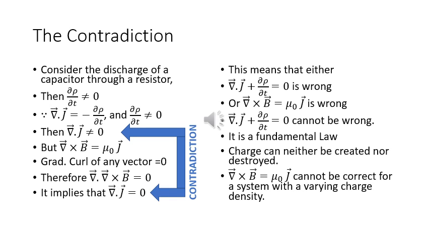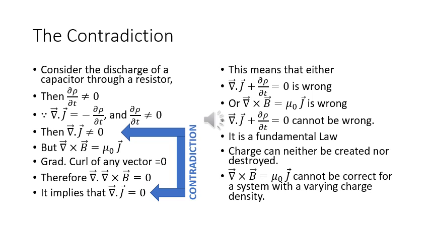The apparent contradiction that led Maxwell to change Ampere's circuital theorem is as follows. Consider the discharge of a capacitor through a resistor. Then del rho by del t is not equal to 0, since the charge density is changing. Then divergence of J is equal to minus delta rho by delta t. And since delta rho by delta t is not 0, it implies that divergence of J is non-zero. But curl of B is equal to mu 0 J, and we know that divergence of curl of any vector is equal to 0. This logically implies that divergence of curl of B should be 0, which means that divergence of J should be 0.